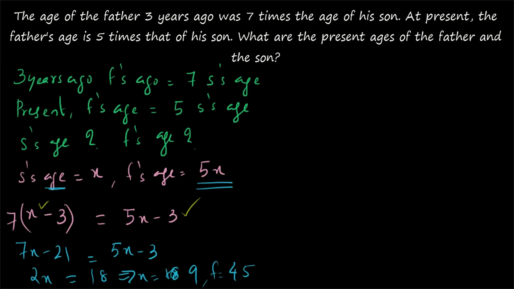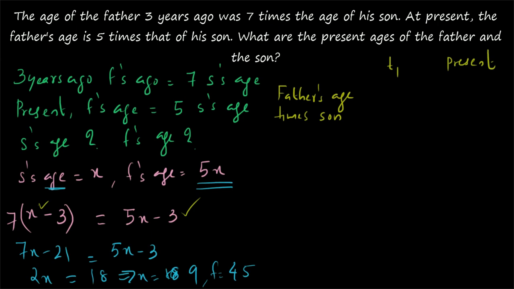Now, how to use the shortcut? Shortcut means first you have to form a small table, so you can easily remember the formula. How many times is father's age that of son? That is the meaning. So t1 years ago, how many times was father's age that of son? And at present, what is the ratio, or how many times is the father's age that of son? Like this, you can form a small table.